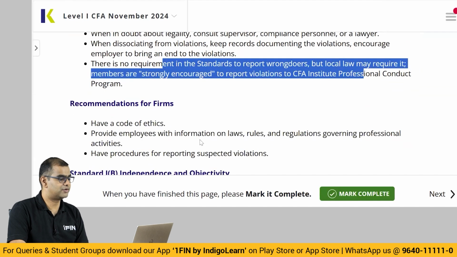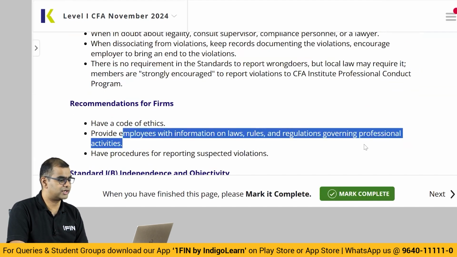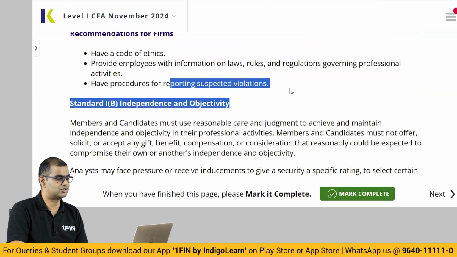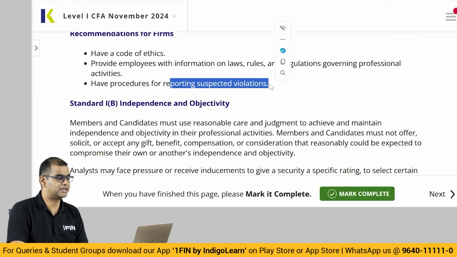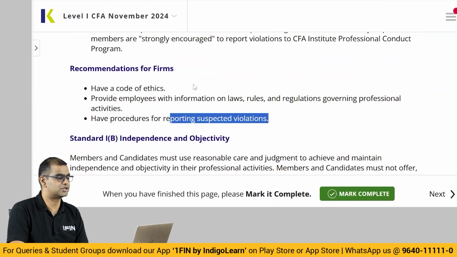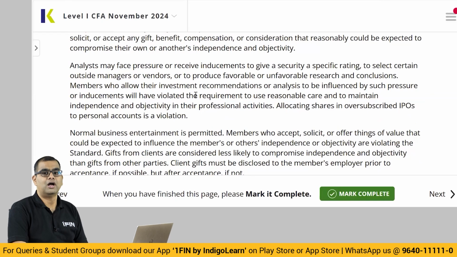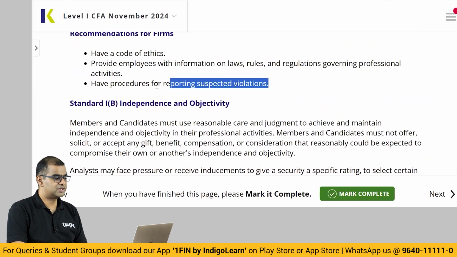What are the recommendations for firms? Have a code of ethics. Provide employees with information on laws, rules and regulations governing their professional activities. Have procedures for reporting suspected violations. So firms should have a code of ethics, provide information and have procedures for reporting violations. Okay, this is the first one. Now we'll solve some questions, but let us finish a couple more standards and then go to questions.